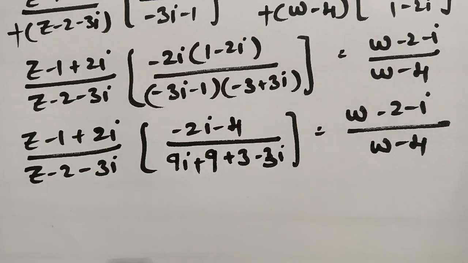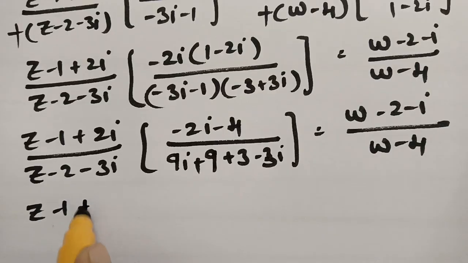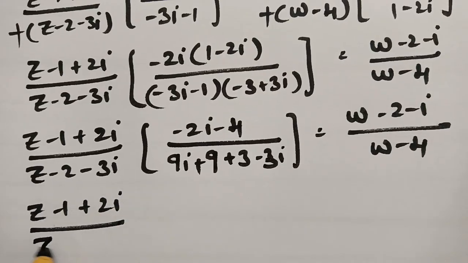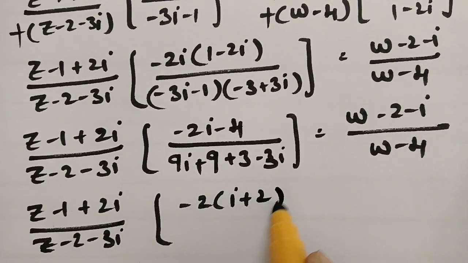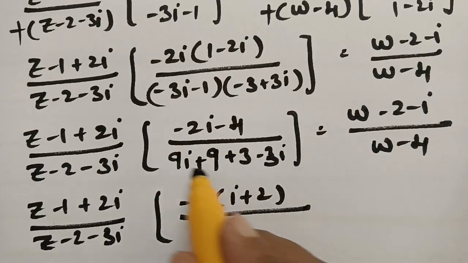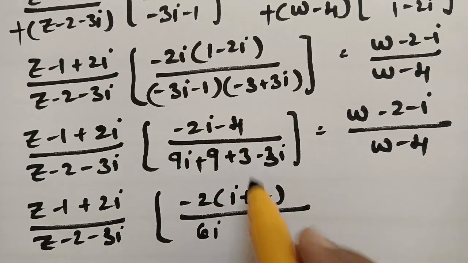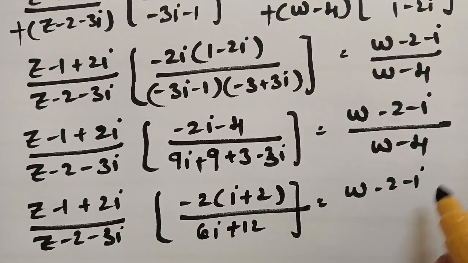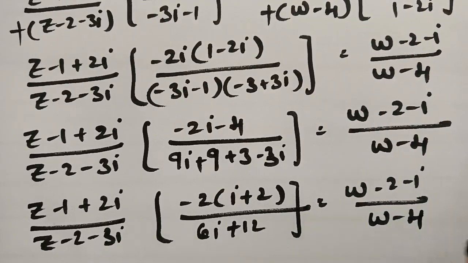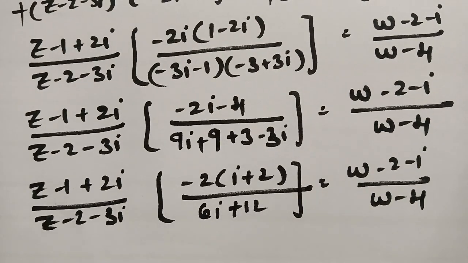So coming to this, so this is (z minus 1 plus 2i) divided by (z minus 2 minus 3i). So if I take minus 2 common, this will be i plus 2. So here, if you see, this one is a 6i and this one is 12. And this is w minus 2 minus i. So this is w minus 4. So if I take 6 common and cancel, see what happens.